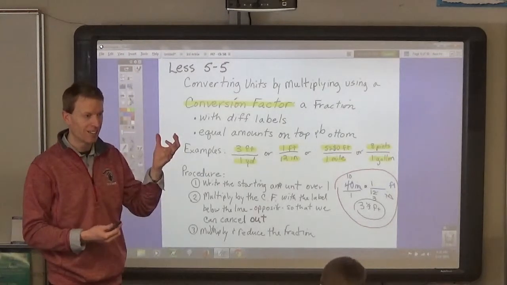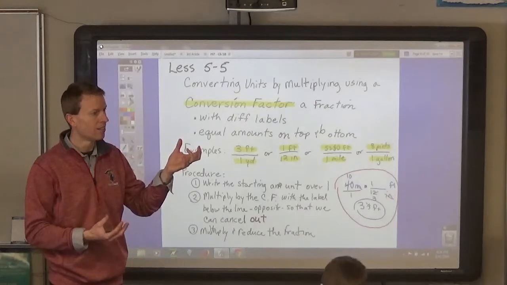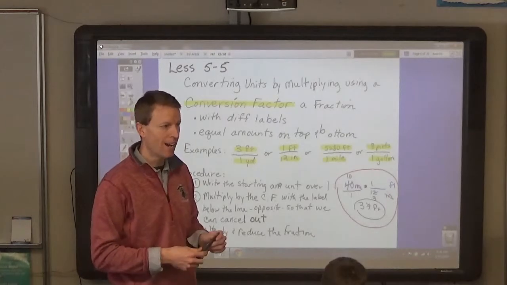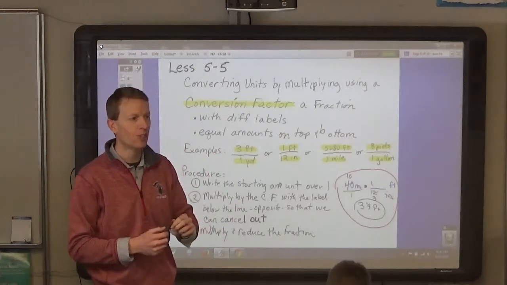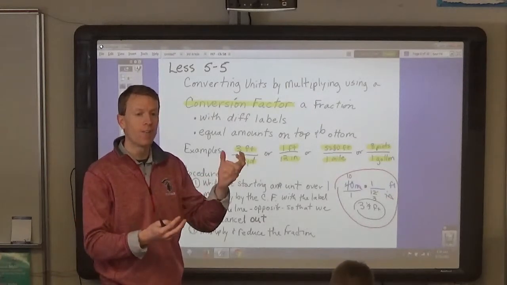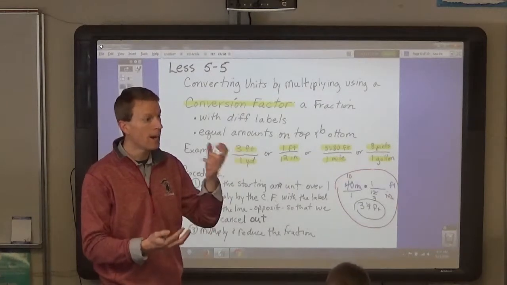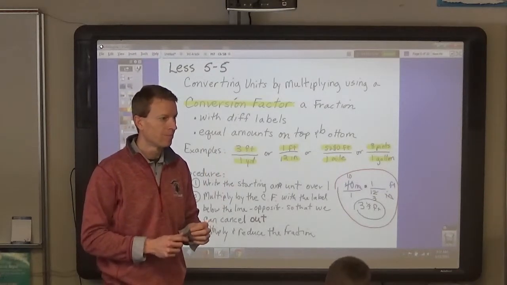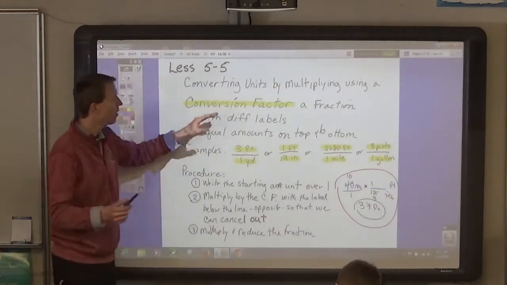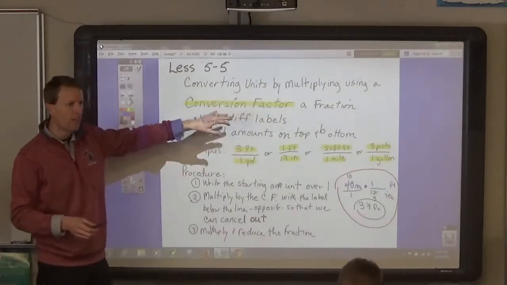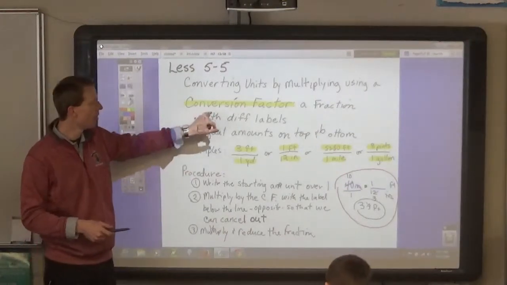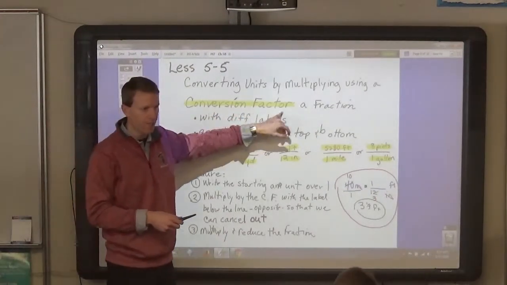5. 5 and 15. How many 5s are in 5? 1. How many 5s are in 15? 3. So the 5s are the what? The 5s are the factors, the common factor. Okay? So we're talking about a factor, and in this case the factor is going to be a fraction. It's going to be a number that we use to convert. That's why it's called a conversion factor.